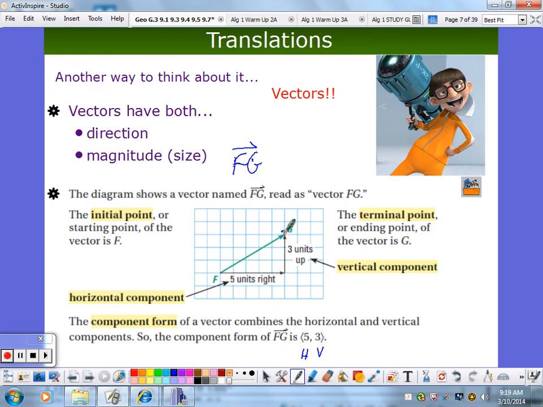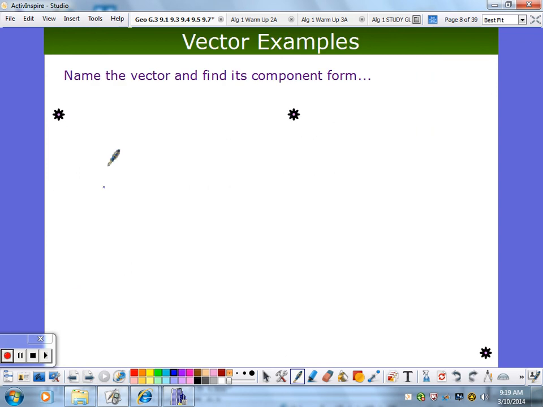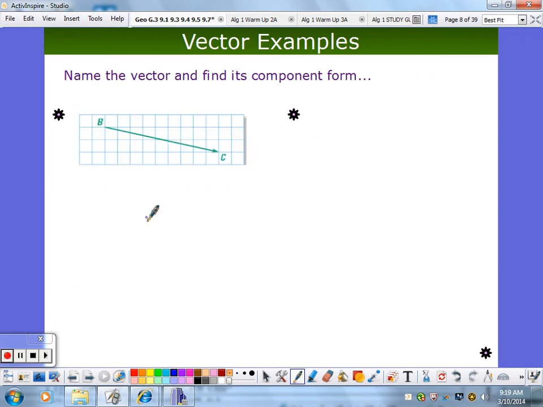You have a starting point and your ending point. So let's see how it happens here. Looking at this one, I want to name the vector. Now first of all, how do I name it? Where am I starting?